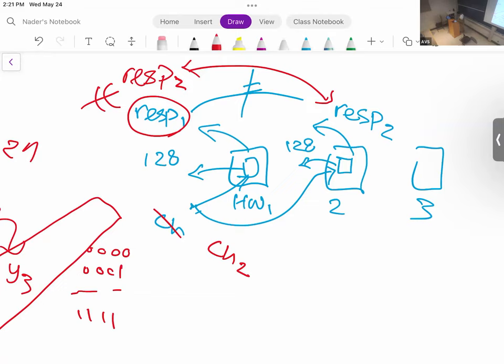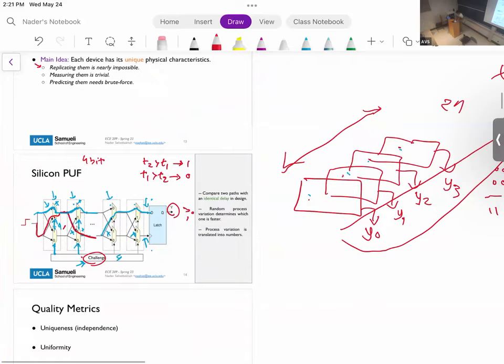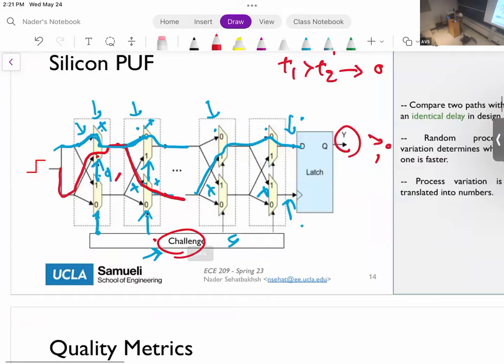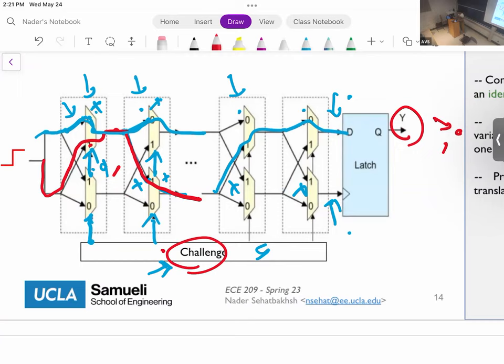Cool. So we call this an arbiter PUF or silicon PUF. Essentially, the idea is that I'm building this hardware, and this hardware is going to give me the delay that I want. When I'm rebuilding this multiple times, I'm going to get different responses, and in this way, I can know which device and which response is which. As you can see, the measurement of this is pretty quick. All we need to do is apply a pulse and gather the Y0 to YN values. So it is very quick to generate these keys, and that's exactly what we want.